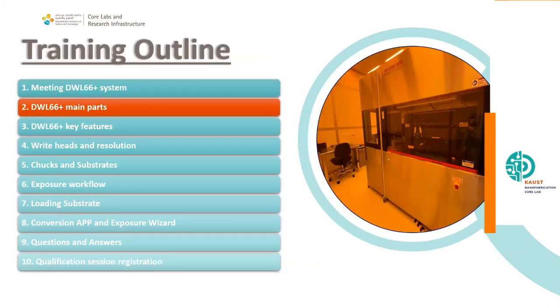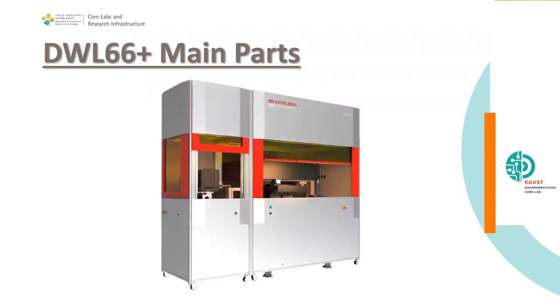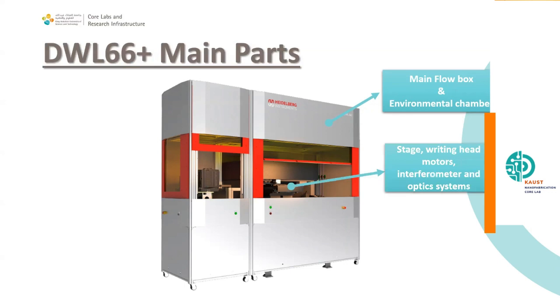So what are the main parts that we have in the system? I forgot to mention, this is the picture, and it looks very similar to the previous one. So the main parts: we have a main flow box, and it is also an environmental chamber that keeps the temperature constant. Inside of this flow box, we have the stage, the main base, which is super heavy to make it stable. We find the writing head, all the motors, the interferometer, and the optics system.